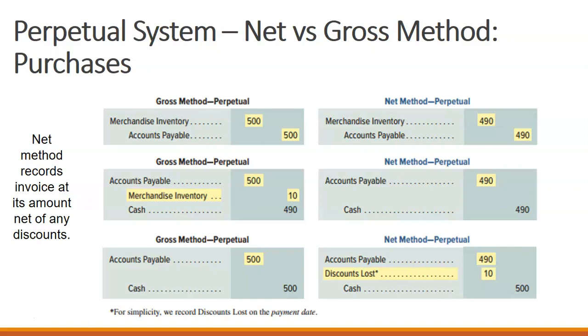A company is going to either choose the gross method or the net method. They're not going to switch back and forth between different methods.